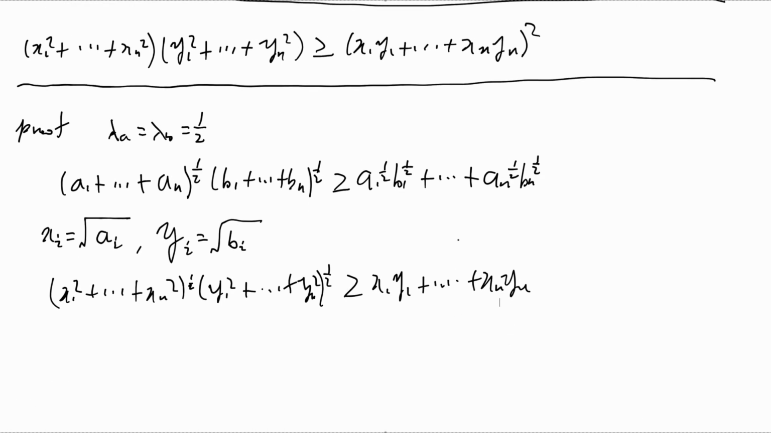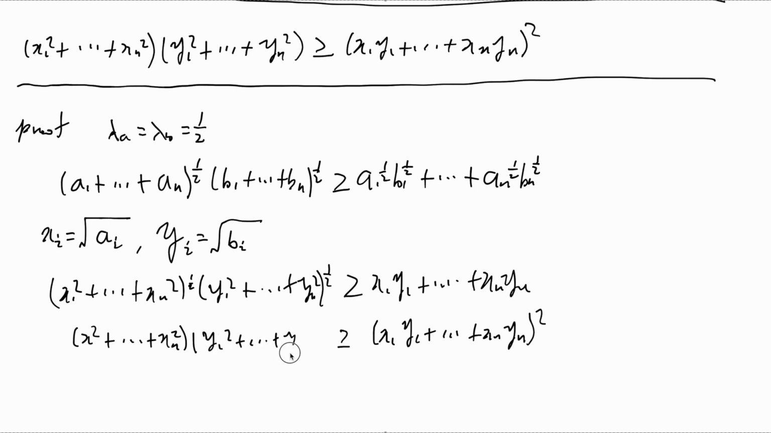Now we're done. We can just square them. And we can square them on both sides because we know that x sub i and y sub i are all positive numbers, so it doesn't create a problem. So we have (x sub 1 y sub 1 plus ... plus x sub n y sub n) squared, and we have our left hand side like this. And this is the exact same thing that you see right here. So that completes the proof.